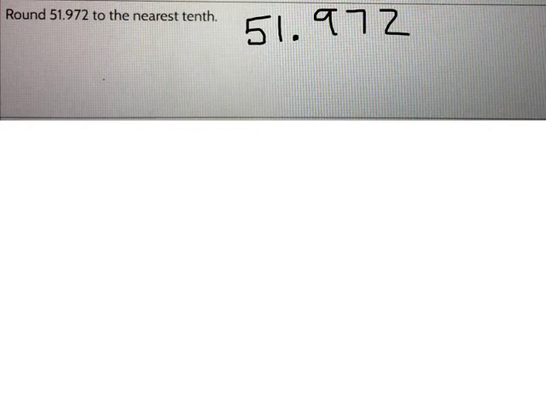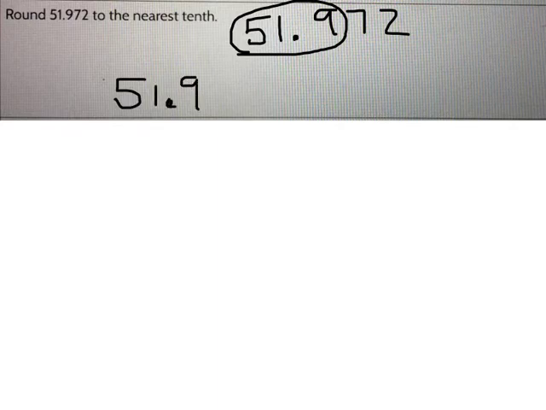Which digit is in the tenths place? The 9 is in the tenths place. So circle every digit up to the 9. This number is between 51 and 9 tenths and 1/10 greater than that. 1/10 greater than that would be 10 tenths, which would add up to 1 whole. So that's 52 and 0 tenths.